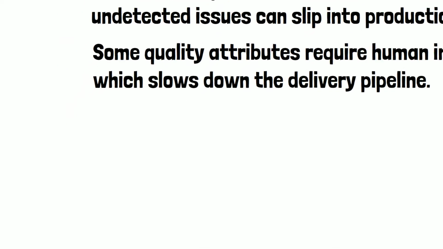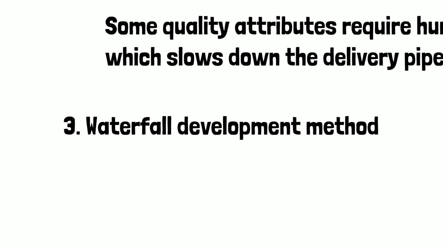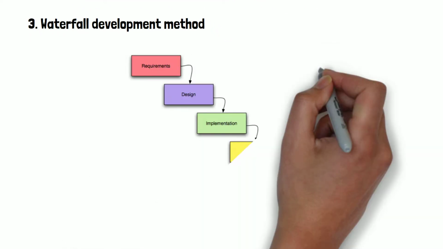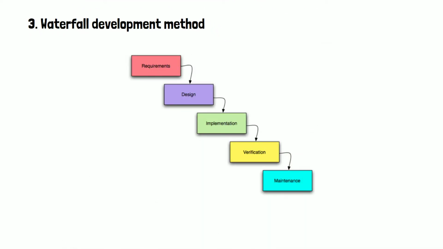Number 3 is Waterfall Development Method. Many consider the waterfall method to be the most traditional software development method. The waterfall method is a rigid linear model that consists of sequential phases focusing on distinct goals.